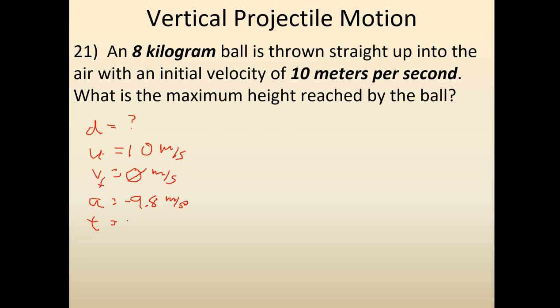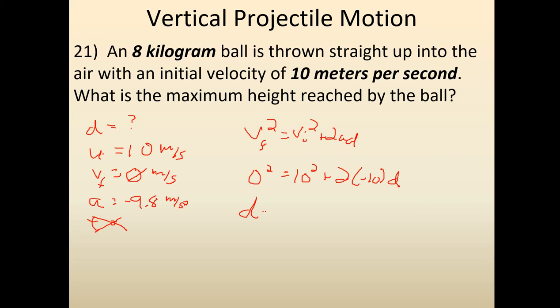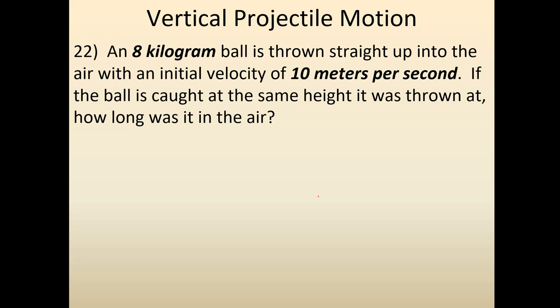From here, the only one we don't have is time, so that means we're going to be using the timeless equation. Vf squared equals vi squared plus 2ad. 0 squared equals 10 squared plus 2 times negative 10 times d. And we'll end up getting that the max height is, I believe, maybe 5 meters. Yeah, 5. And that's it. Here's the next question. Pause the video, work on it yourself. We'll go over it in a second.